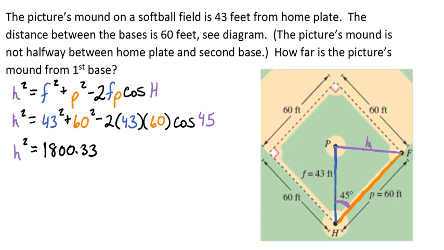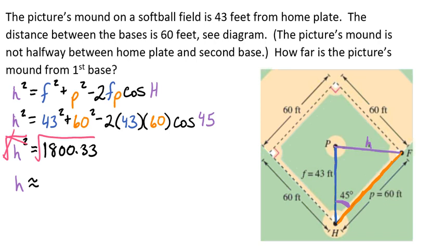1,800.33 hundredths. But we weren't looking for h squared. We're looking for just h, which means we need to take the square root of both sides. So that eliminates our h squared and leaves us with just an h. But the thing is, when we take the square root, we're left with a positive and a negative value of the answer. But the issue here is that we're talking about a distance, which means a negative distance doesn't really make sense. So here we're only going to be looking for the positive answer.